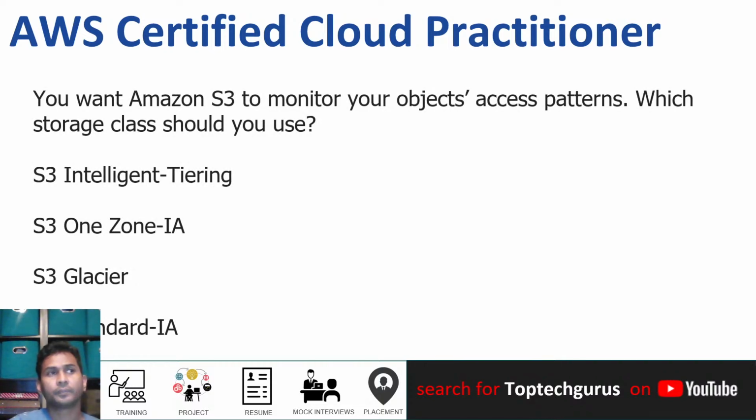Okay. You want Amazon S3 to monitor your object's access patterns. Which storage class should you use? Should you use intelligent tiering, one zone infrequent access, the Glacier, or the standard infrequent access? If you notice, all these are storage class tiers that we can actually use.